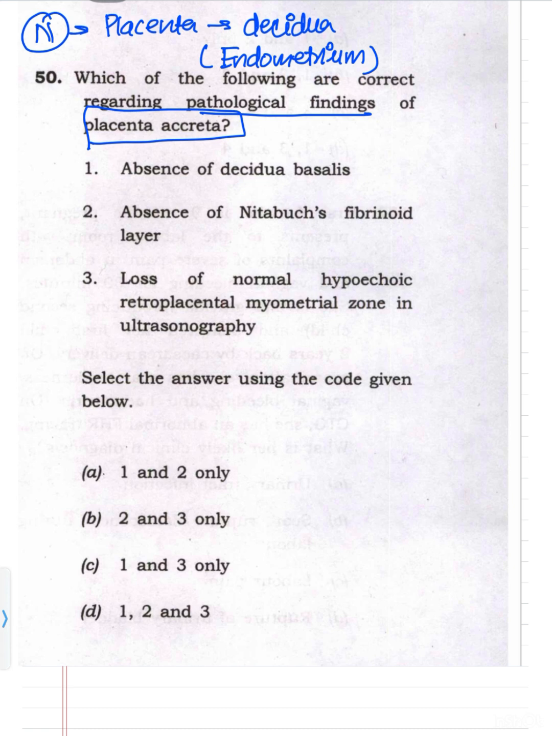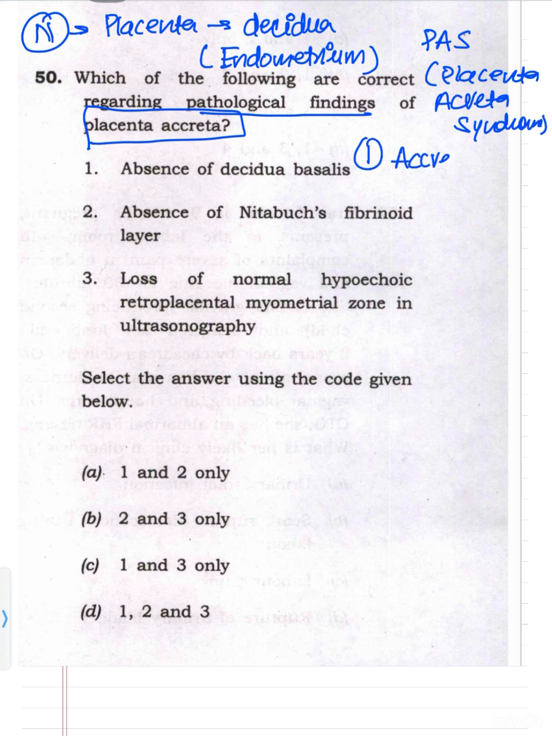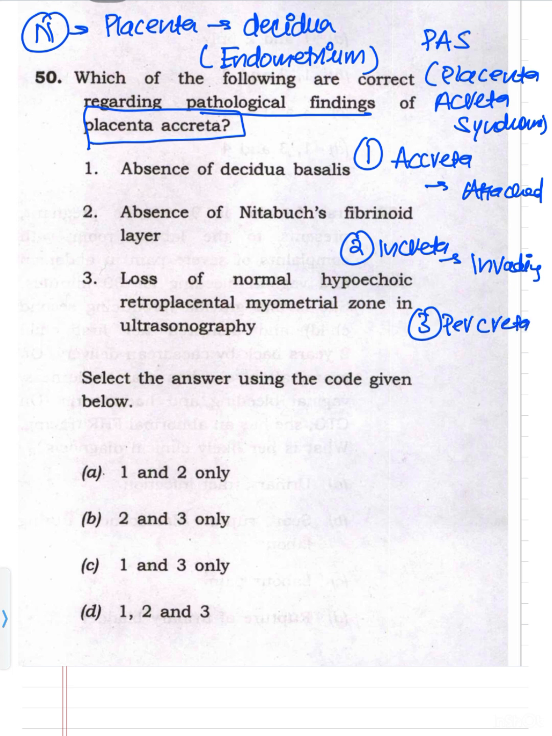rather than attaching to decidua, has a relation with myometrium is known as placenta accreta syndrome. So P is placenta accreta syndrome, which has about three types. The first is placenta accreta, in which it is attached to myometrium. Then increta, in which it is invading the myometrium. And then percreta, in which it is passing through the myometrium. So this is the whole spectrum of placenta accreta syndrome.